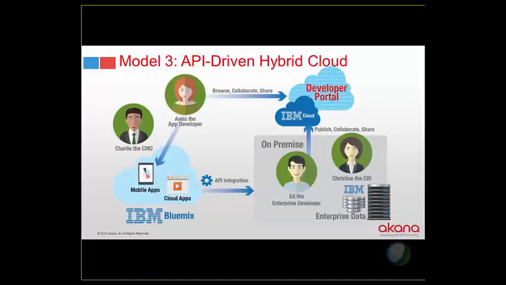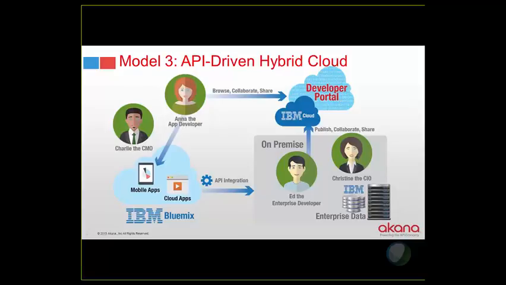Let's close out with the third model, which is the model that Akana recommends, which is the API-driven hybrid cloud model. And in this model, we introduce an important innovation. We introduced the idea of a developer portal, and we introduced the idea of APIs. So let's start off with the developer portal, which you can see in the top right of this diagram.